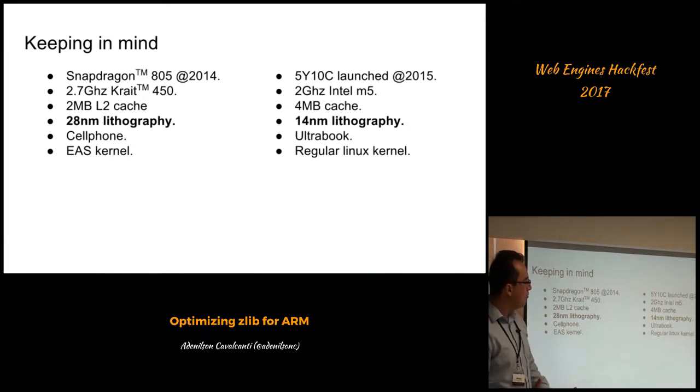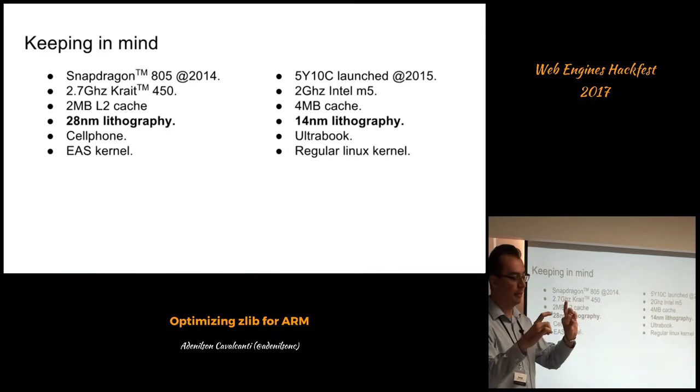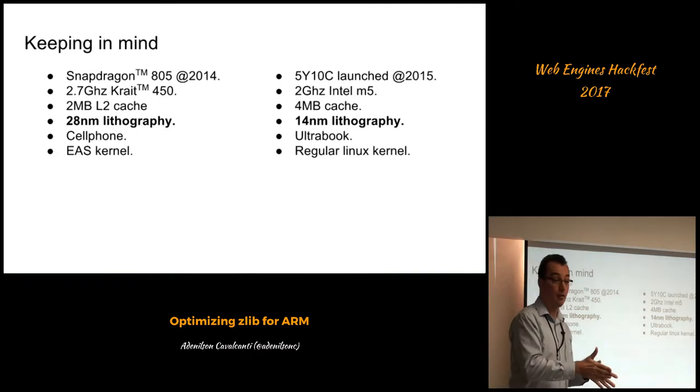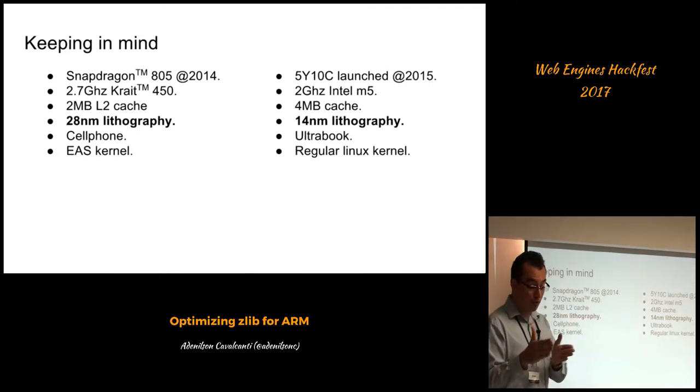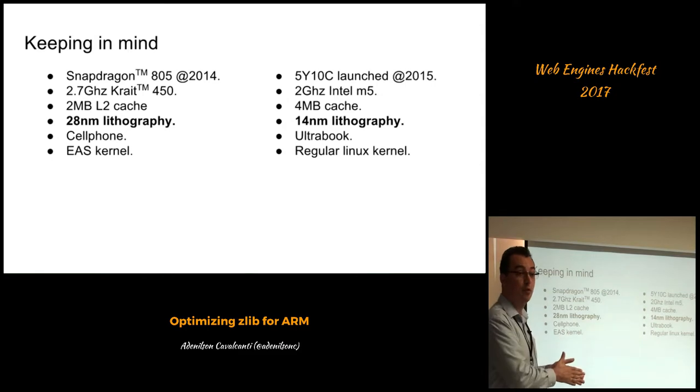One is an ultrabook, so you are connected to the power. The other has to run on your pocket. And what I'm not sure of is if Android 6 has an energy-aware scheduler, because the EAS kernel, unlike the traditional Linux kernel, will calculate the amount of power that you have available on your battery to then change the CPU frequency. And in case you have, say, a big.LITTLE architecture, it will also define where to schedule the task to run, either the big cores or the little cores.